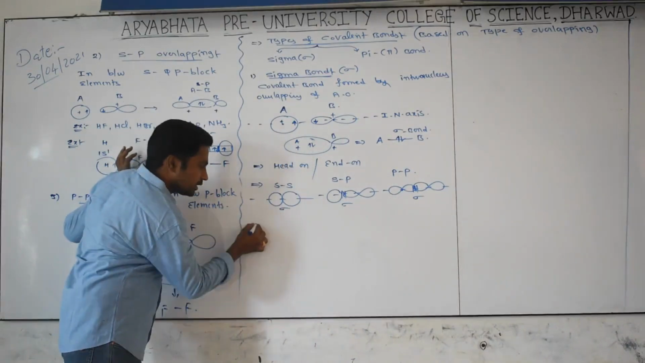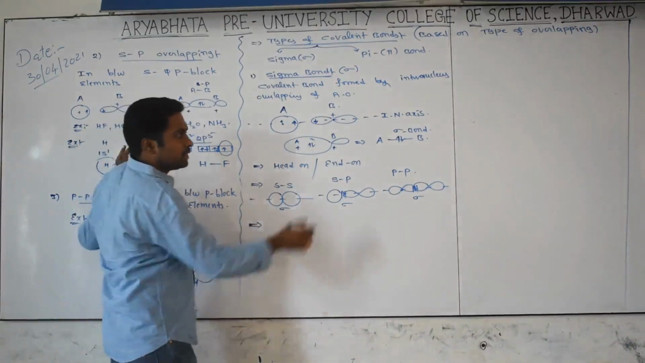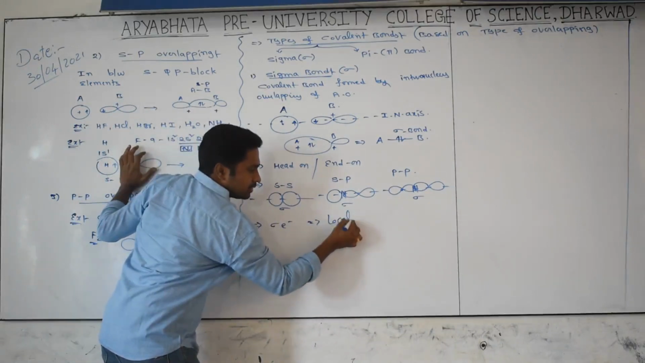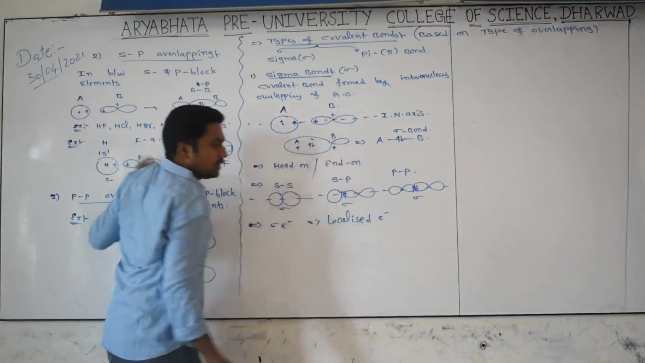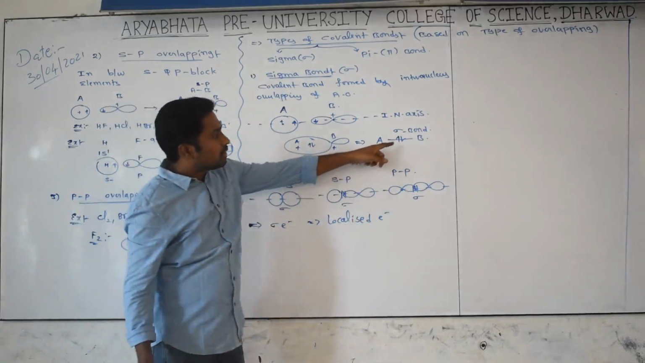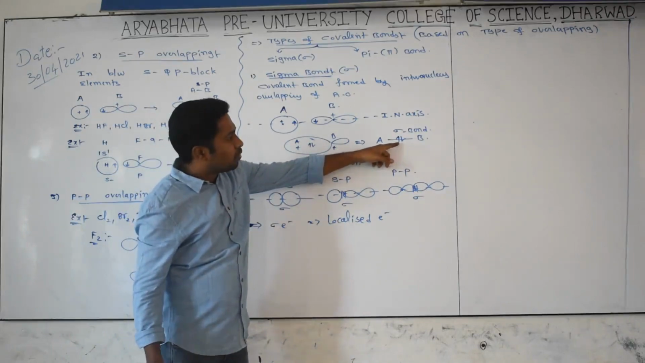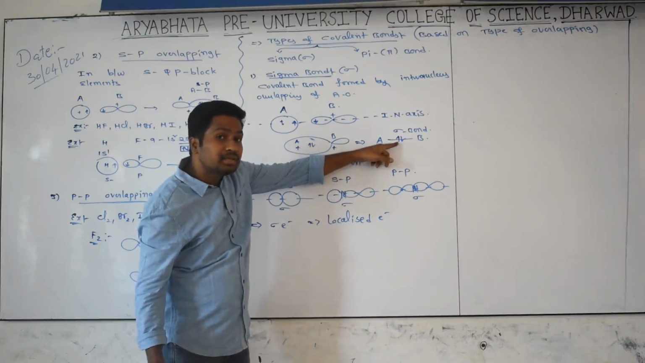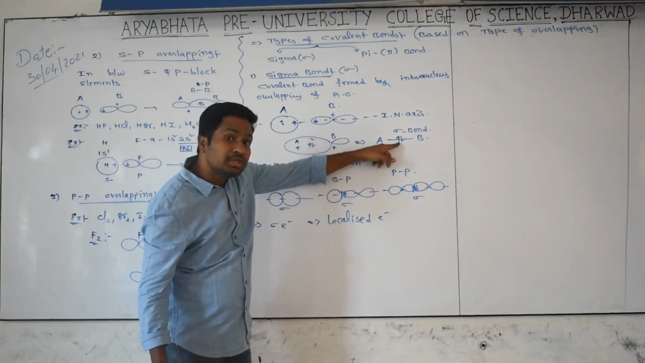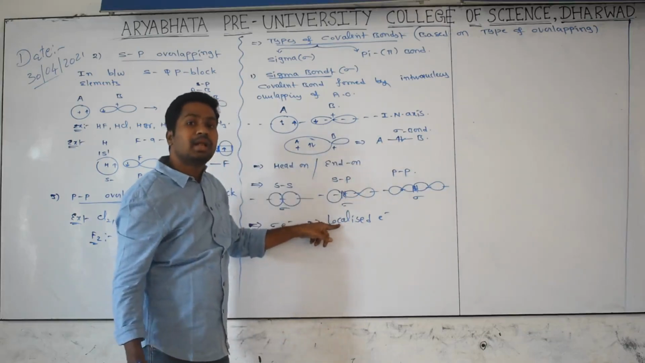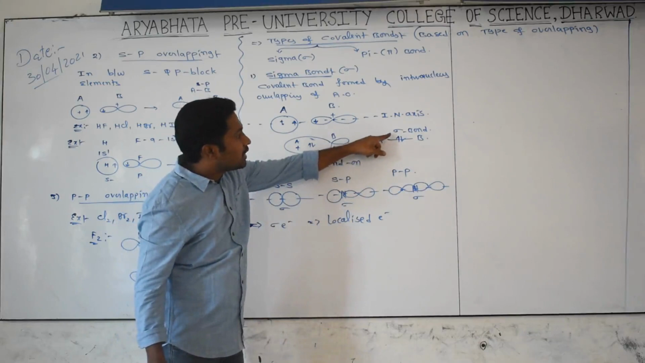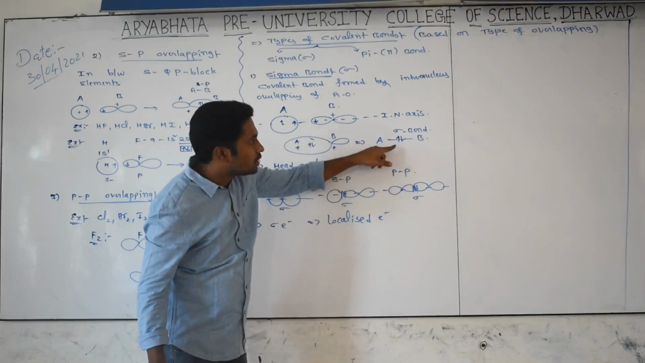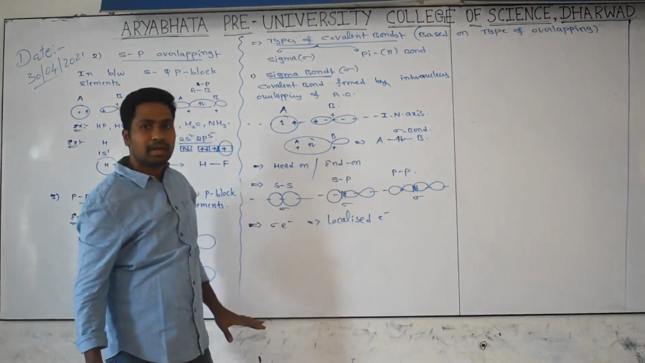We will see some other characteristics of the sigma bond. Listen carefully. The sigma bonded electrons are called localized electrons. Sir, what is the meaning of localized electrons? In the case of a sigma bond, the bonded electrons lie on the internuclear axis, meaning they have a particular location. That's why they are called localized electrons. The sigma bonded electrons are present on the internuclear axis between the two atoms. That's why they have a location, so they are called localized electrons.